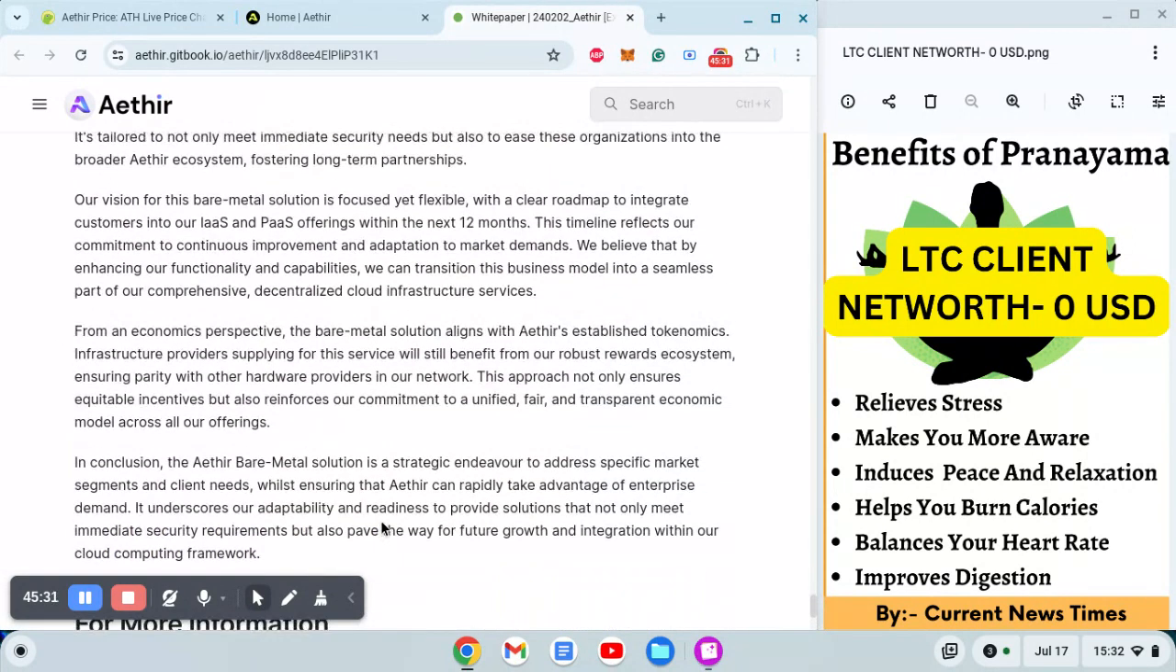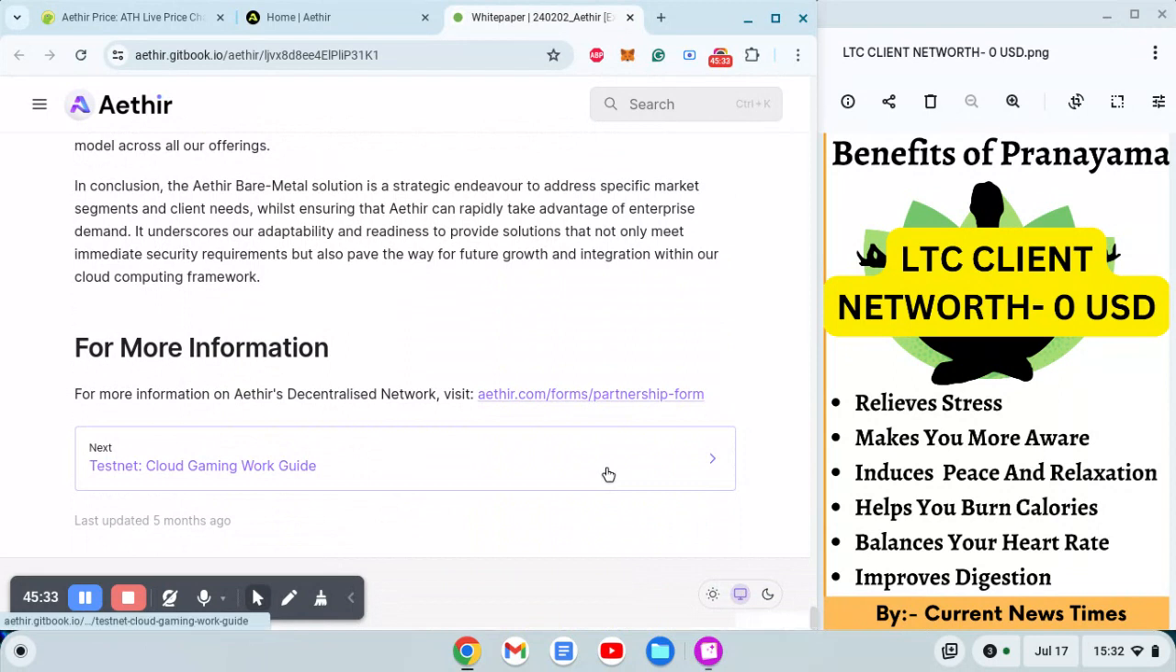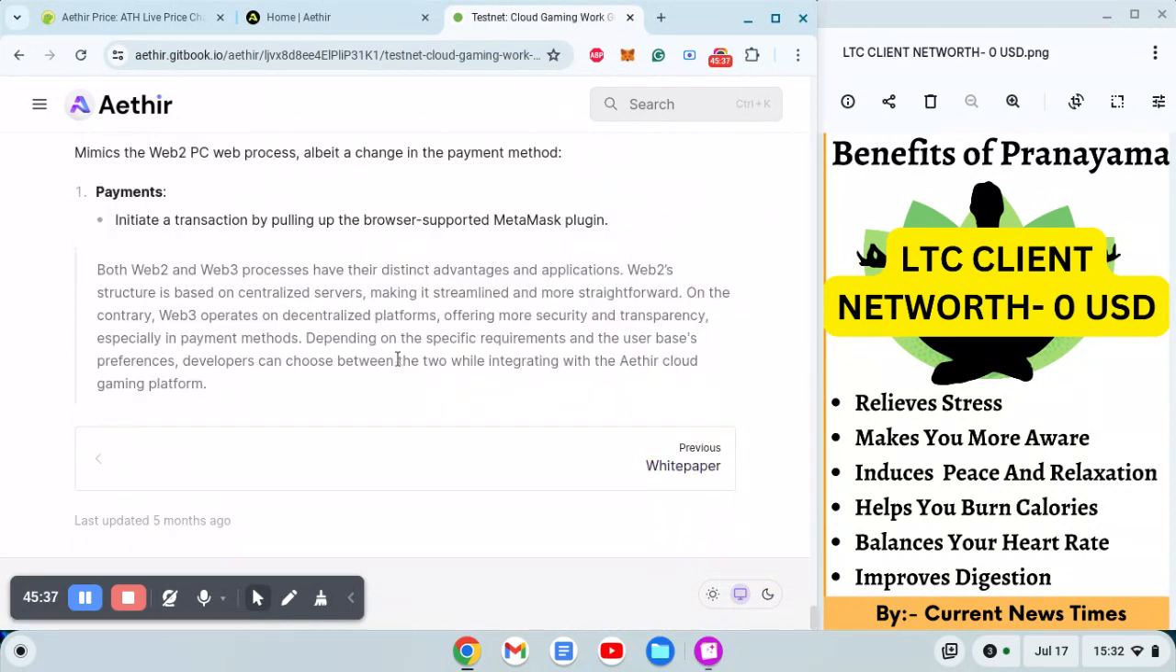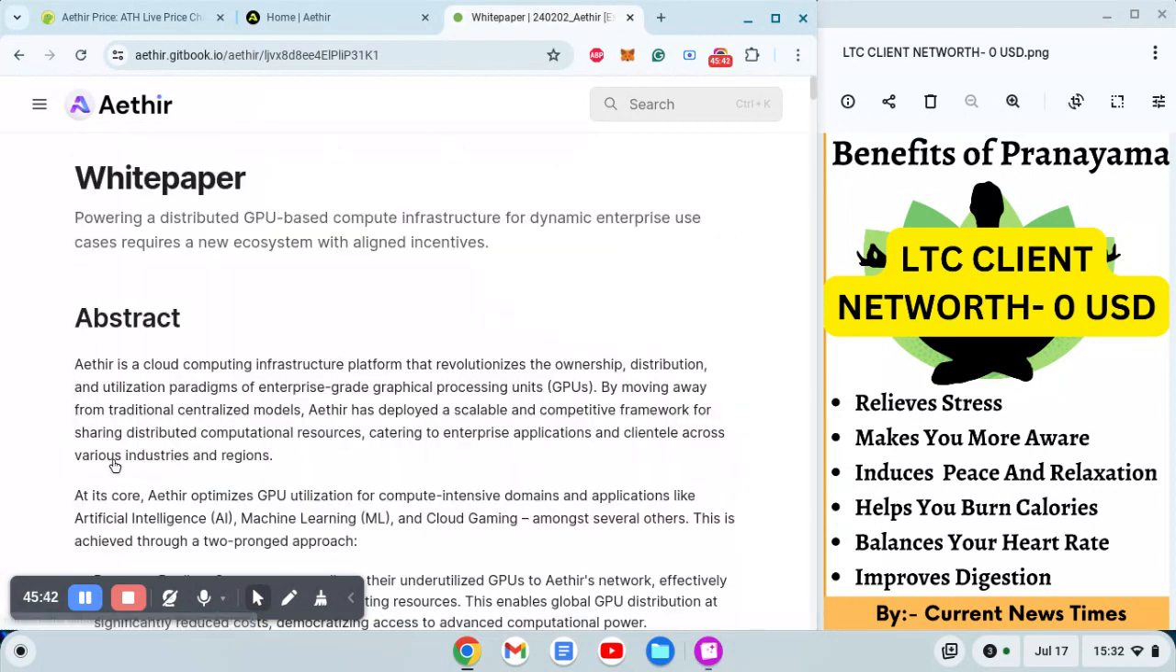So yeah, I guess we are done with the white paper. There is nothing else left. There are a couple of other small things, which are not important, I guess, for us.